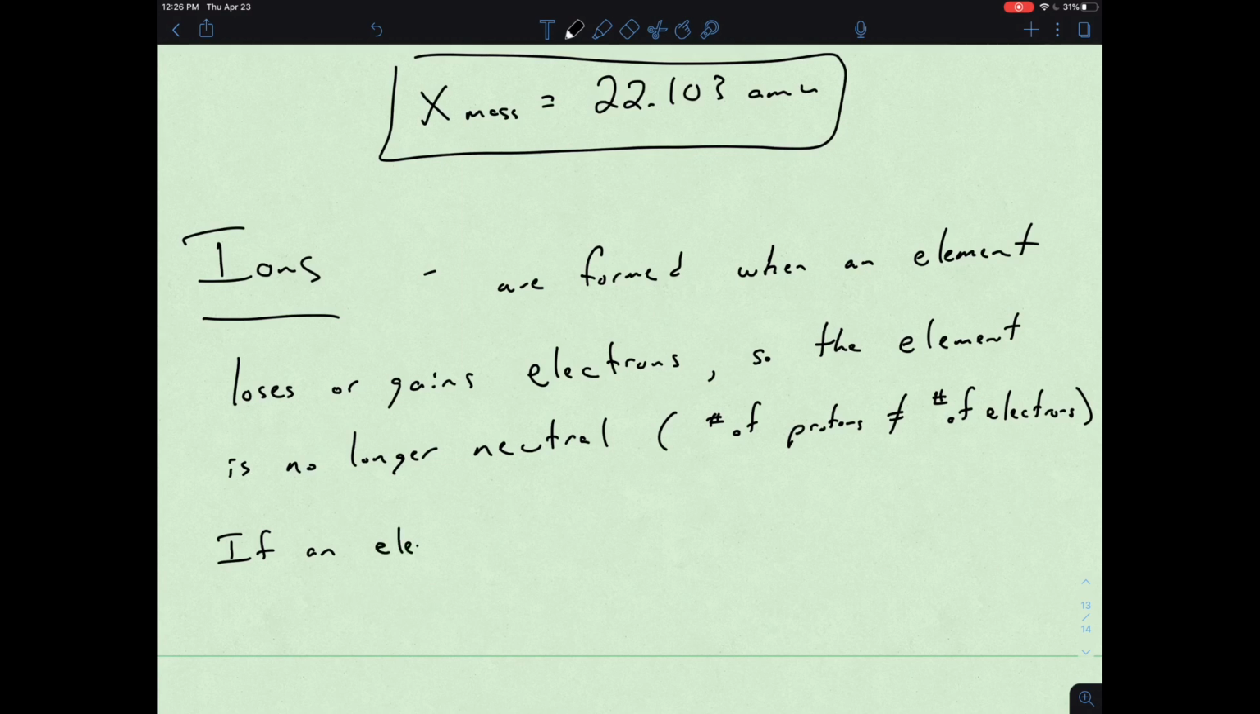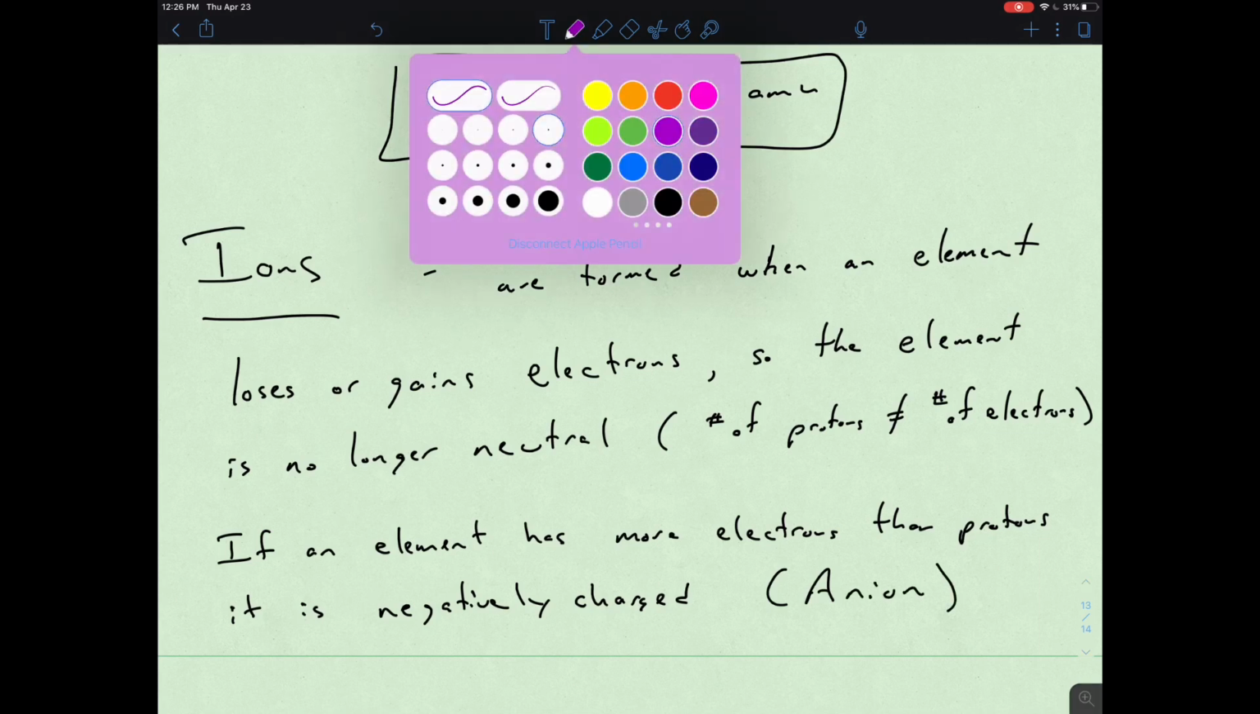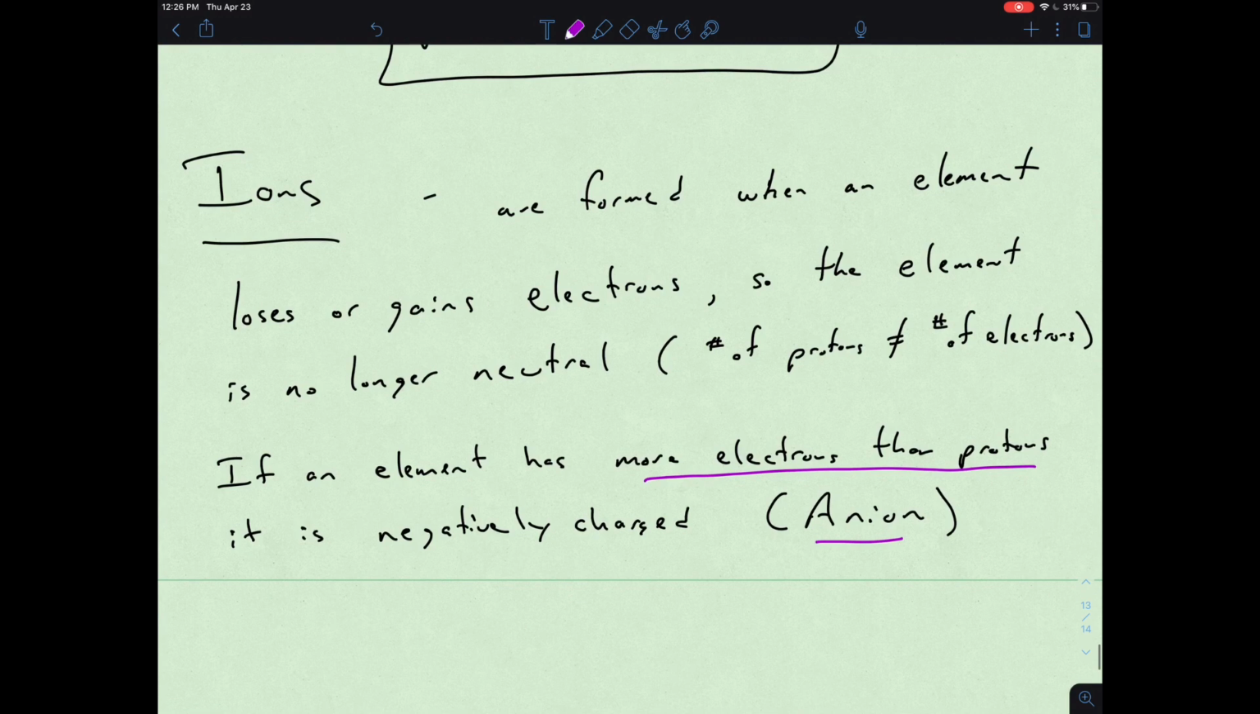If an element has more electrons than protons, then it is negatively charged, and this is known as an anion. More electrons than protons.